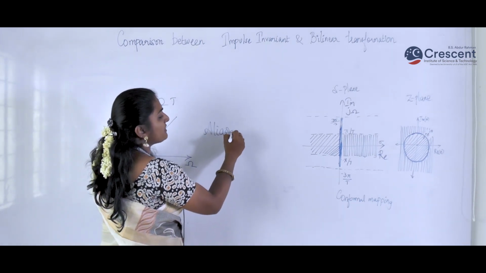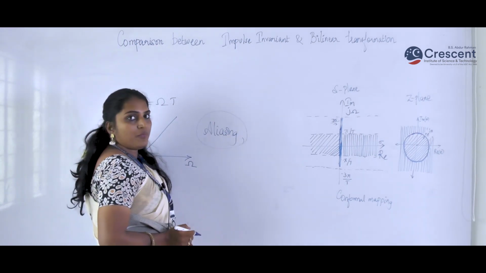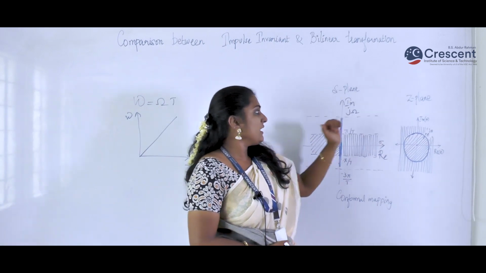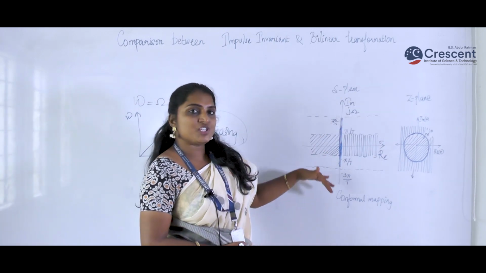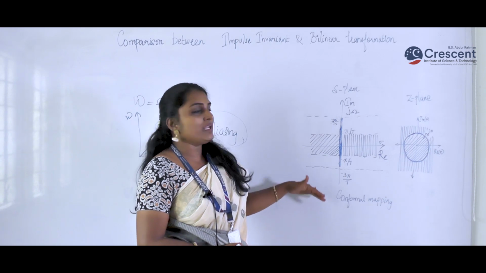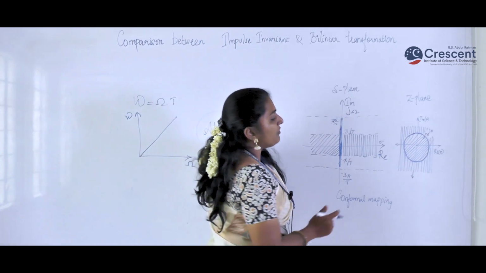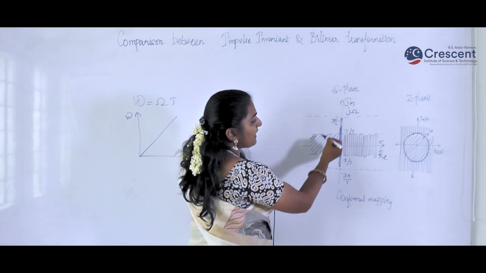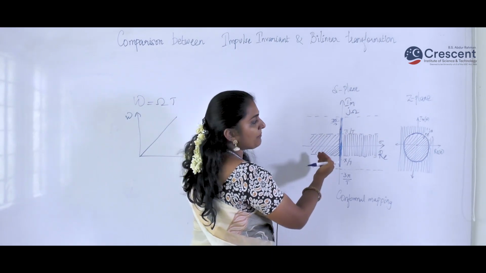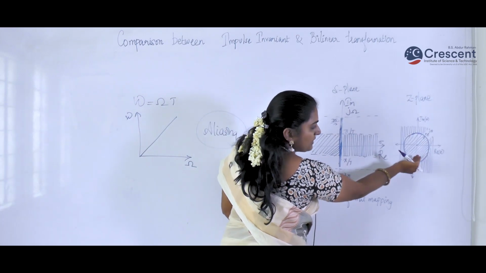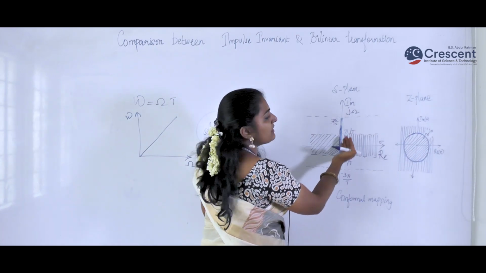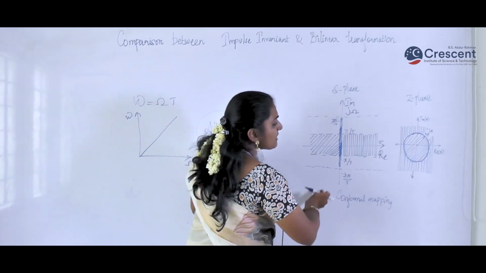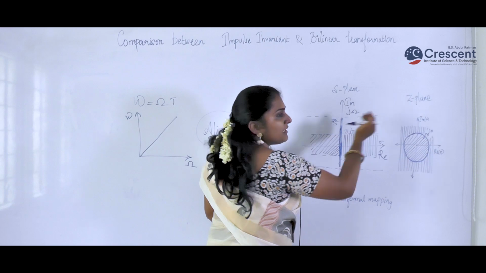The aliasing effect can be explained in a better way with the help of the conformal mapping between the S-plane and Z-plane. We already know the poles which lie on the imaginary axis of the S-plane will be mapped onto the unit circle of the Z-plane, the poles which lie in the left half of the S-plane will be mapped inside the unit circle, and the poles which lie in the right half of the S-plane will be mapped outside the unit circle. So this is a conformal mapping between the S-plane and the Z-plane.